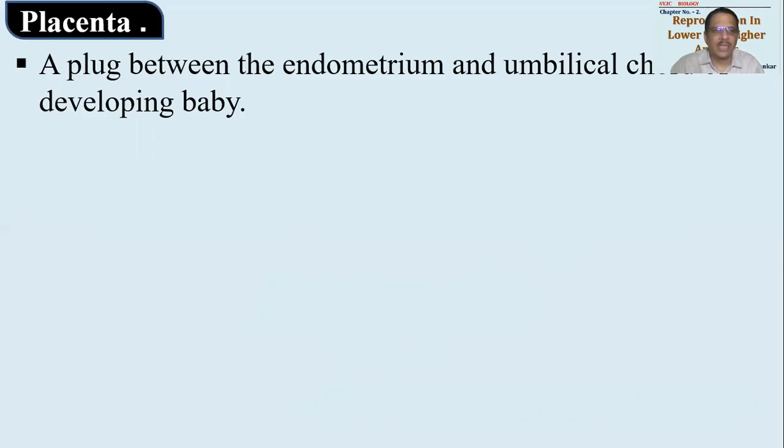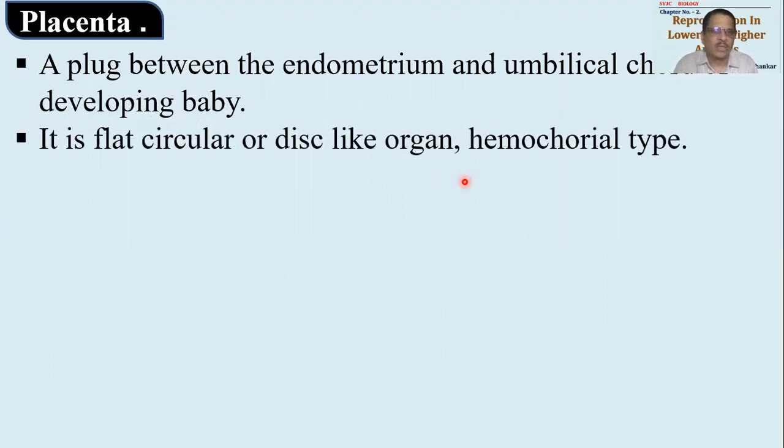Placenta, actually we can say, is a plug, or a connection between 2 different organs. One organ is the endometrium of the uterus, which is part of the female reproductive system, and the second part is the umbilical cord that is given by the chorion. So it is a connection between the endometrium and the chorionic villi that are given by the chorion, which will continue as the umbilical cord. When these 2 things get connected to each other, that will be considered as placenta.